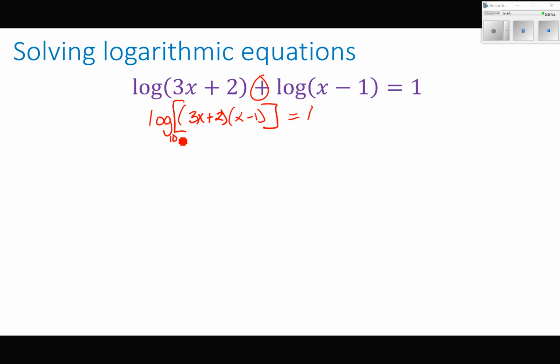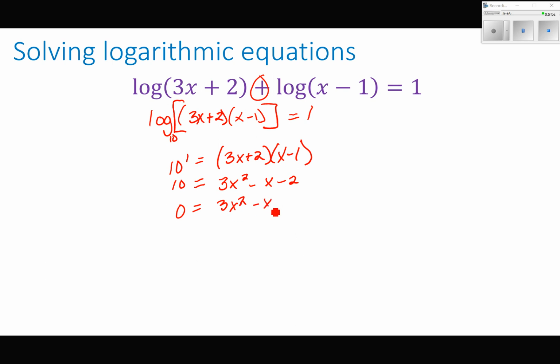Well, this was really log base 10, and so this is saying 10 to the first equals 3x plus 2 times x minus 1. If I were to FOIL on the right, I'd end up with 3x squared minus x minus 2, still all equals 10. So if I set this equal to 0, 3x squared minus x minus 12 is going to be equal to 0. So can I factor this one?